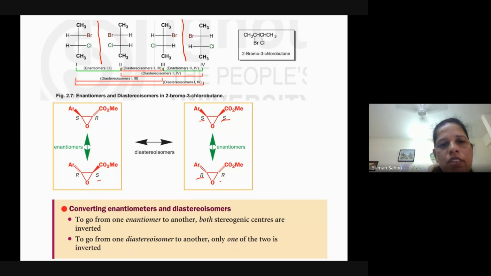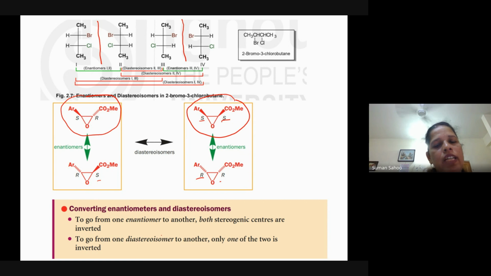But what about this molecule and these molecules? Here SR and this is SS. To go from one enantiomer to another, both stereogenic centers are inverted. But to go from one diastereoisomer to another, only one of the two is inverted.